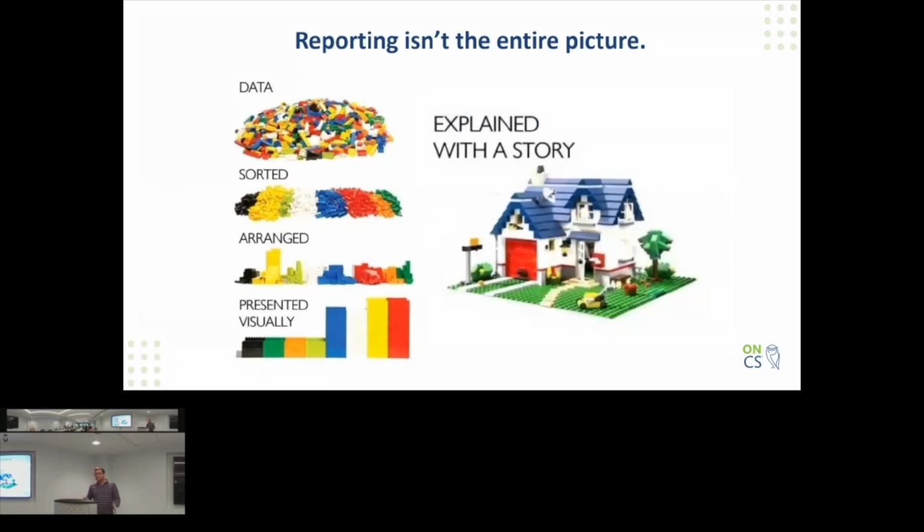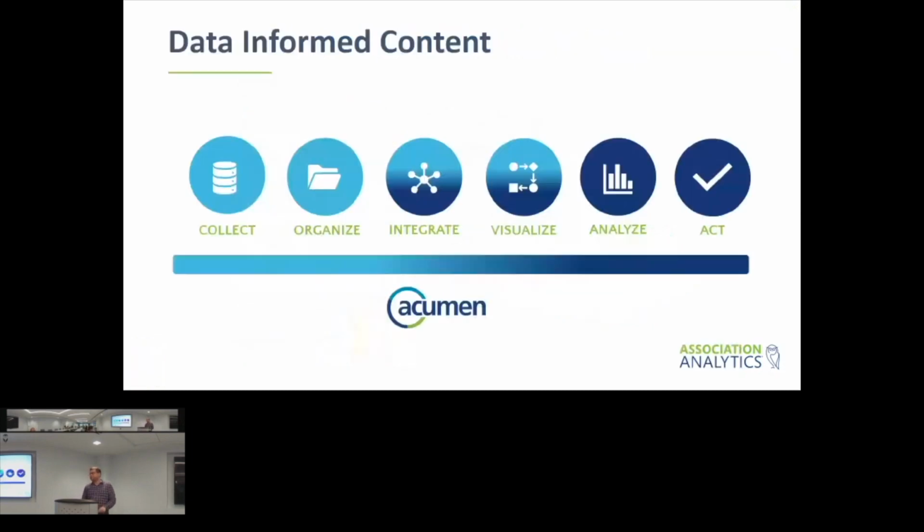And it's not until we use analytics that we can fully transform our data into information that we can use to tell a story. And our goal with analytics is to tell a story. How do we do that? We follow this simple process.